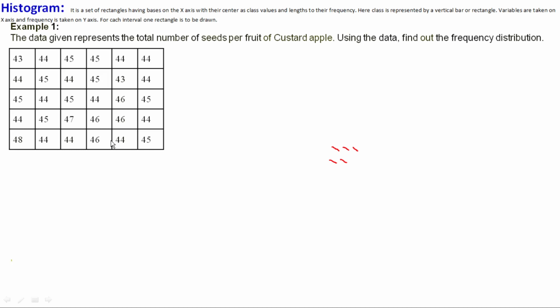Now if you look at this particular data, we have to interpret what information we can understand from this.